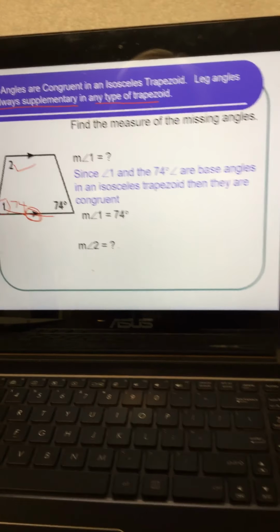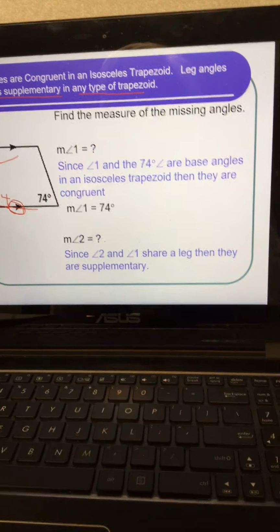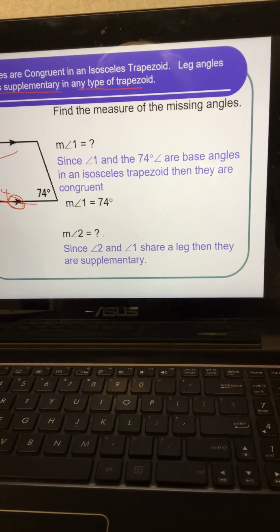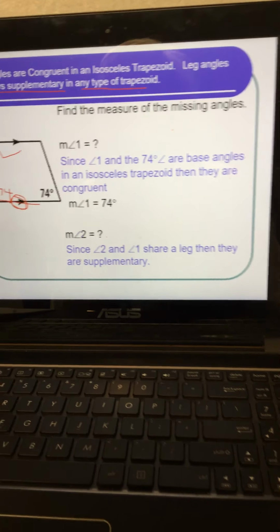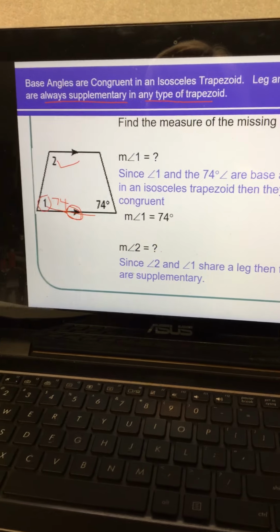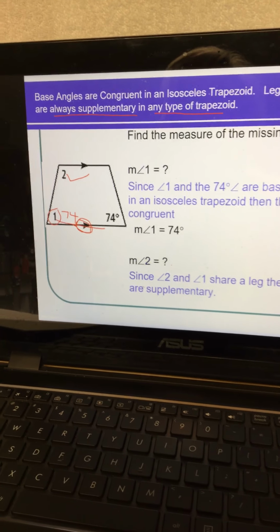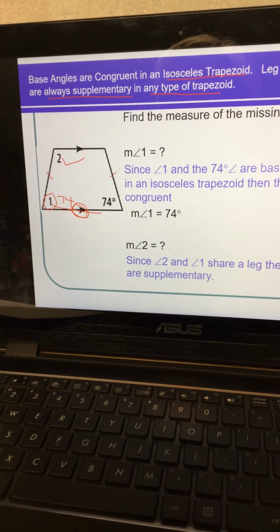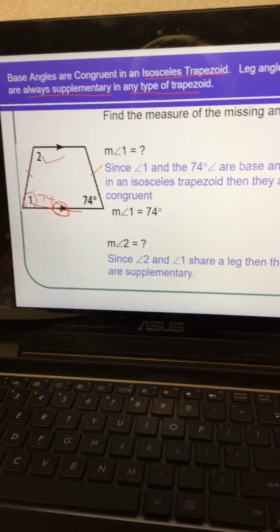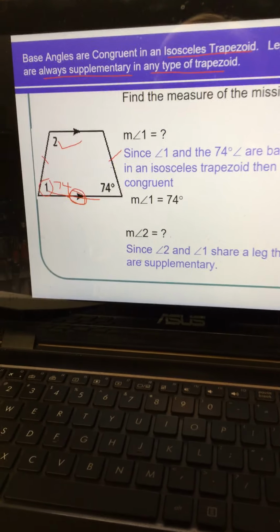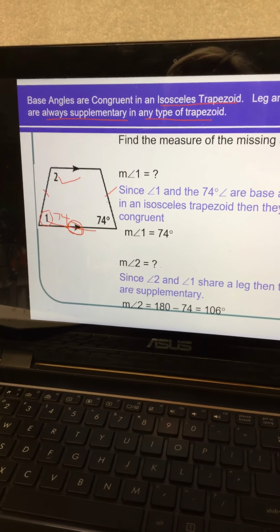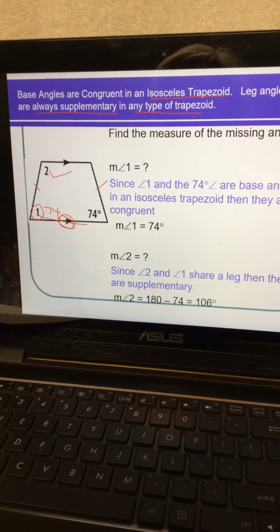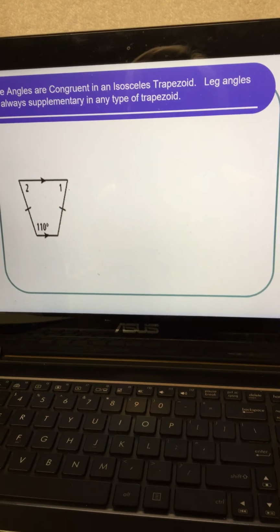So for angle 2, we would think about angle 2 and angle 1 share a leg, so they are supplementary. And you might be saying, where's the marking? But up here I had talked about an isosceles trapezoid, so you can go ahead and put your marking here because I intended for that to be an isosceles trapezoid. All right, let's keep going. So the measure of angle 2 would have to be 106 since it's the supplement of 74.